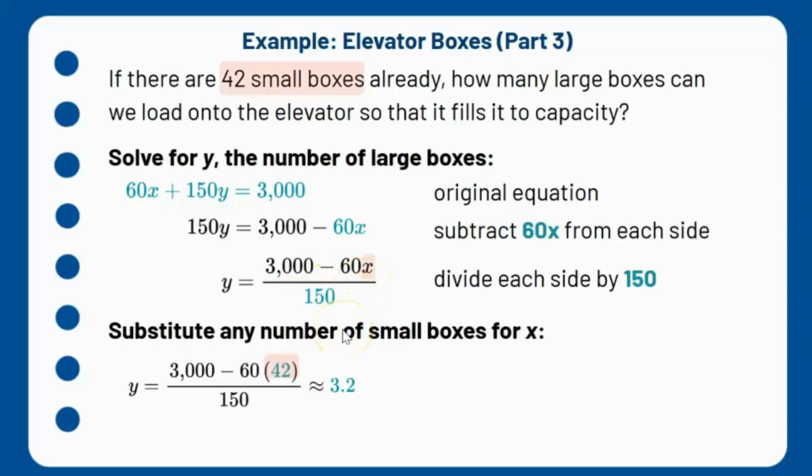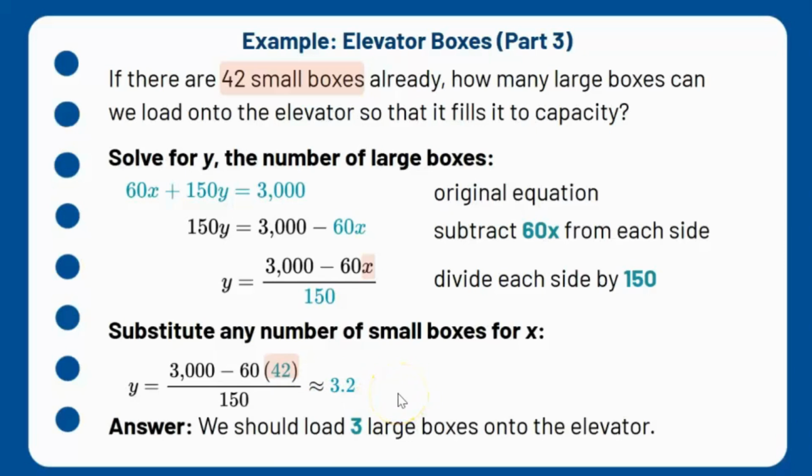To find the number of large boxes if there are 42 small boxes, we would need to substitute 42 in for X. When we simplify this, we find that Y is approximately 3.2. We can't have a decimal of a box, so we would say we should load 3 large boxes.